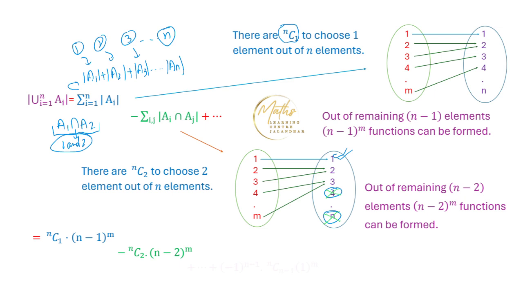Likewise, if we continue, we will have the general term, or the last term, which is minus 1 raised to the power n minus 1, then nC(n minus 1) into 1 raised to the power m. In the end, we will have only one element in the range set. So these are the number of into functions that we can form.